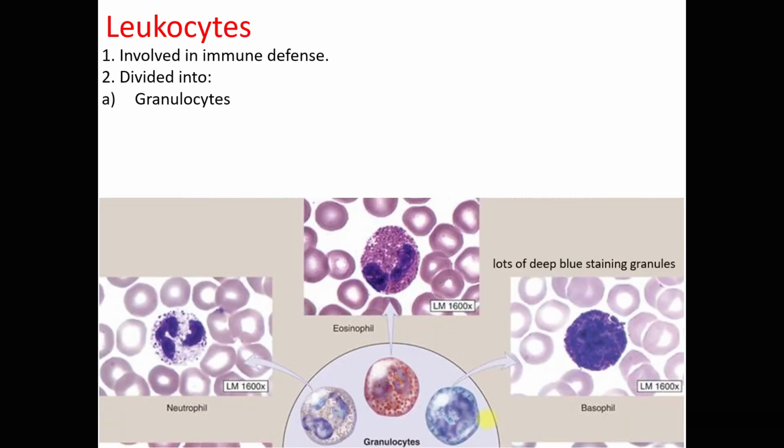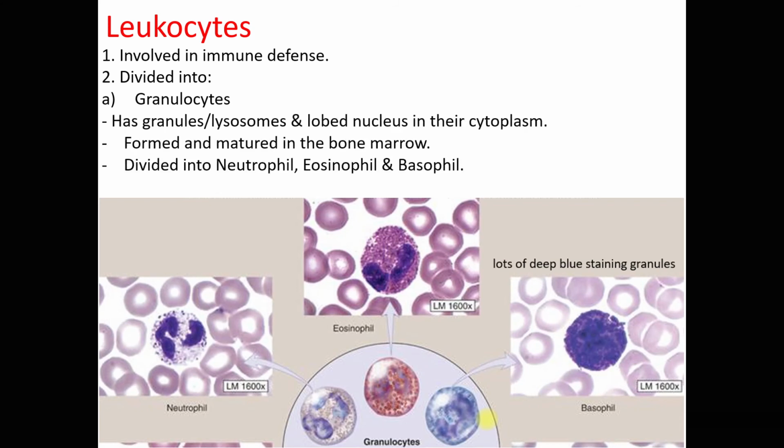Leukocytes, right? These white blood cells are involved in the immune defense, and are divided into granulocytes and agranulocytes. Now, granulocytes are white blood cells that have granules. Granulocytes have granules, or lysosomes. These granules are actually lysosomes.